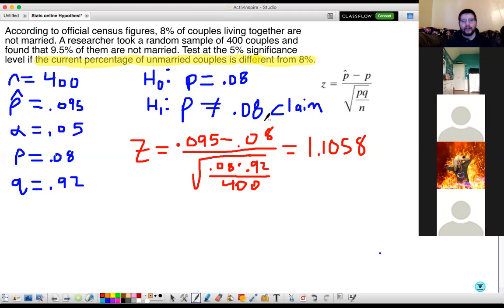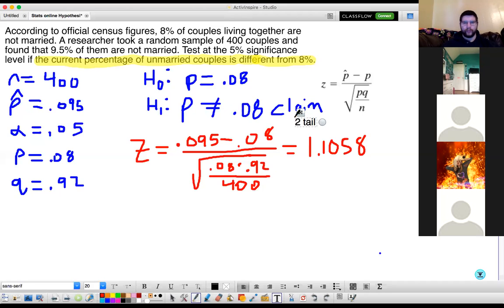Now, it's a two-tailed test, two tails. So that means we're going to have two critical values if we do the traditional method. And if we do the p-value method, we're still going to have to draw it. So we're going to go ahead and draw it in a minute and see whether or not it's the left or the right. Why isn't it 1.11? Because I rounded to 4 decimal places.